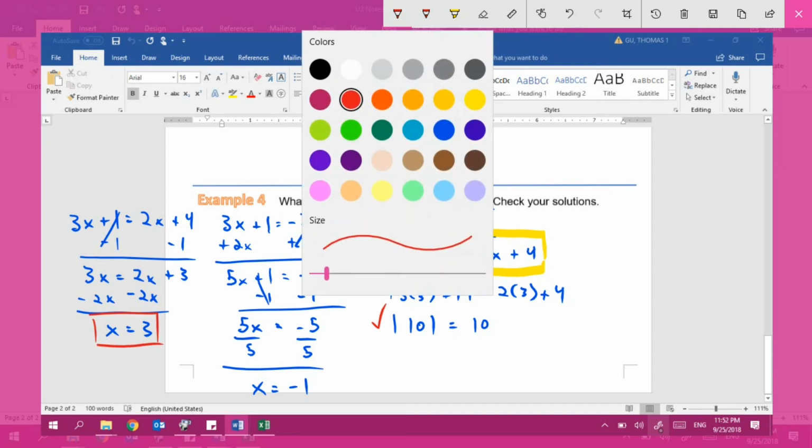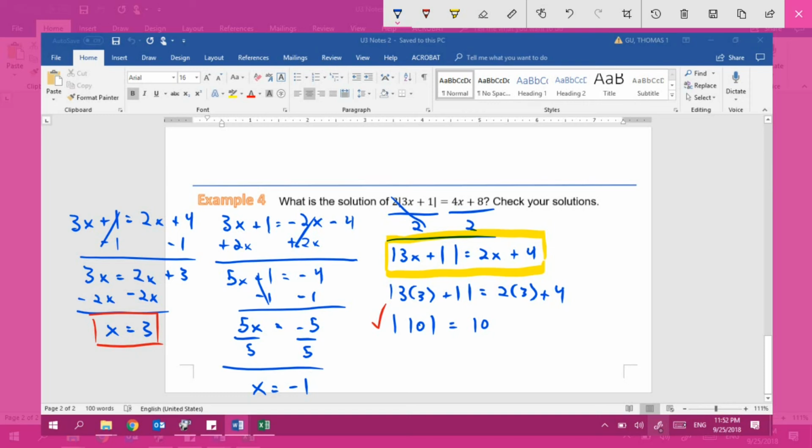All right, let's check our other solution. x equals negative 1. So the absolute value of 3 times negative 1 plus 1 equals 2 times negative 1 plus 4. Okay, what is 3 times negative 1? That's negative 3 plus 1. And then what is 2 times negative 1? That's negative 2 plus 4. Now let's combine. What is negative 3 plus 1? That's negative 2. And what is negative 2 plus 4? That is positive 2. And so, does the absolute value of negative 2 equal positive 2?